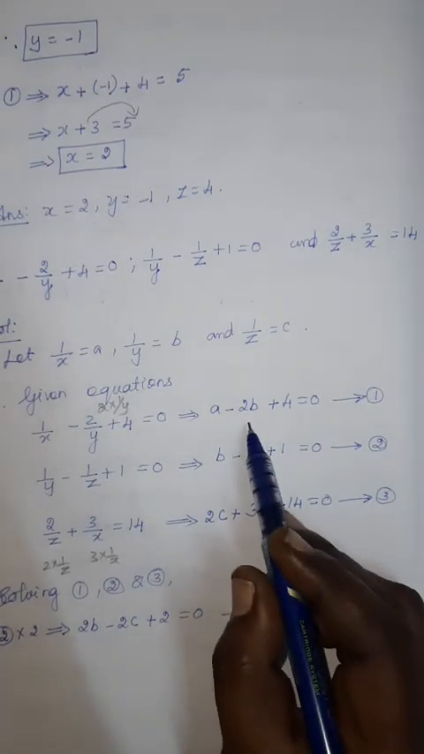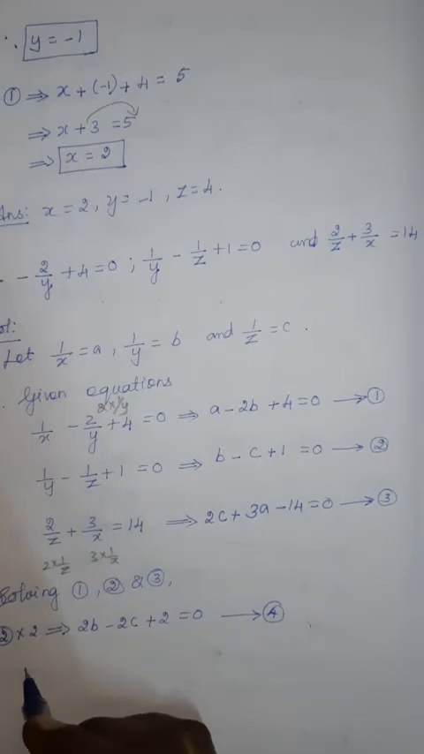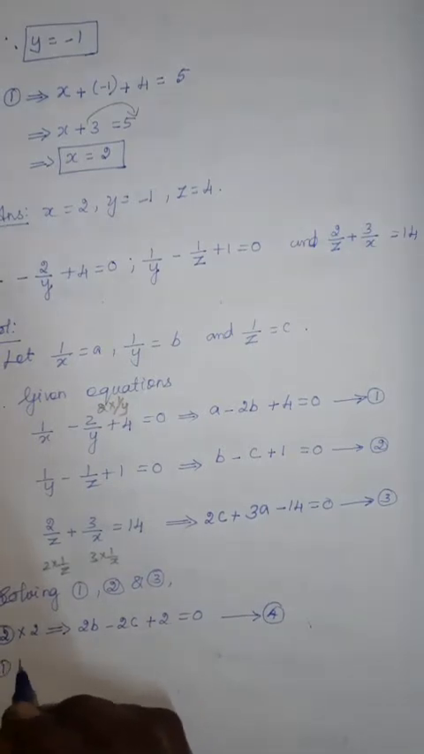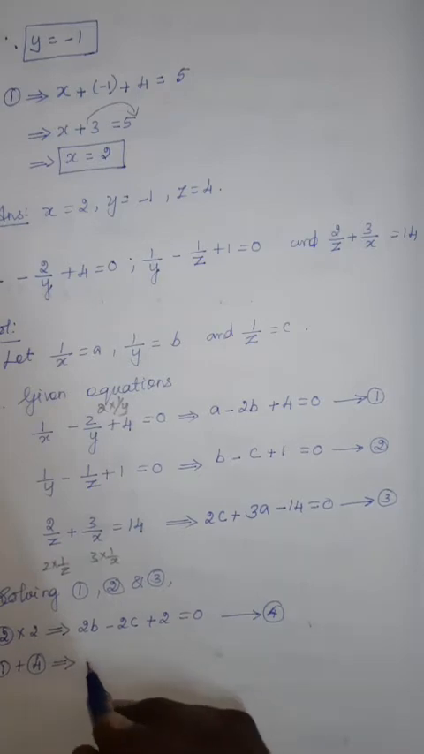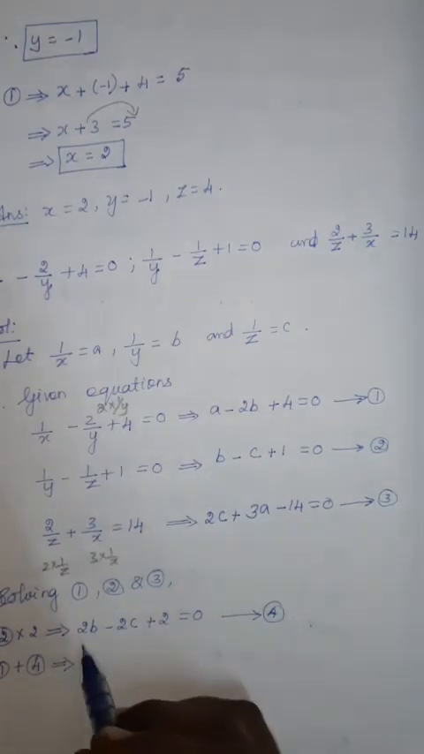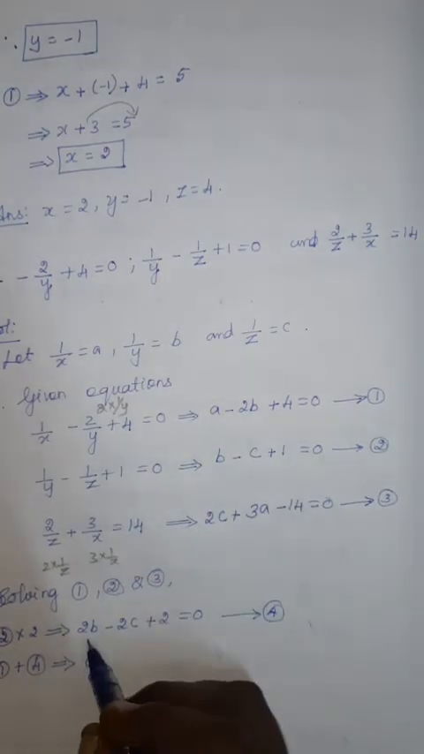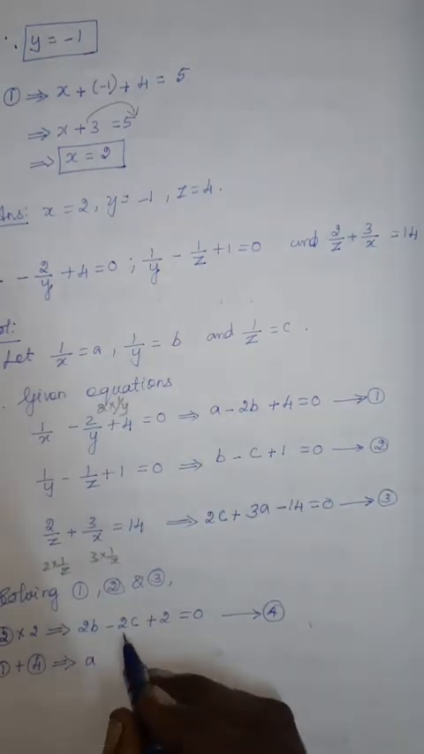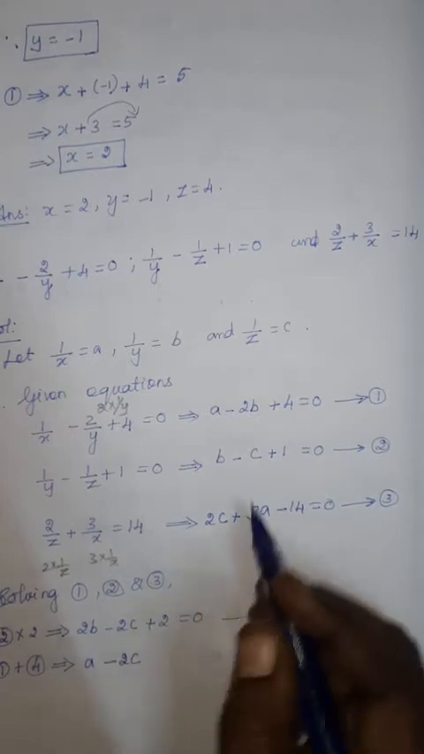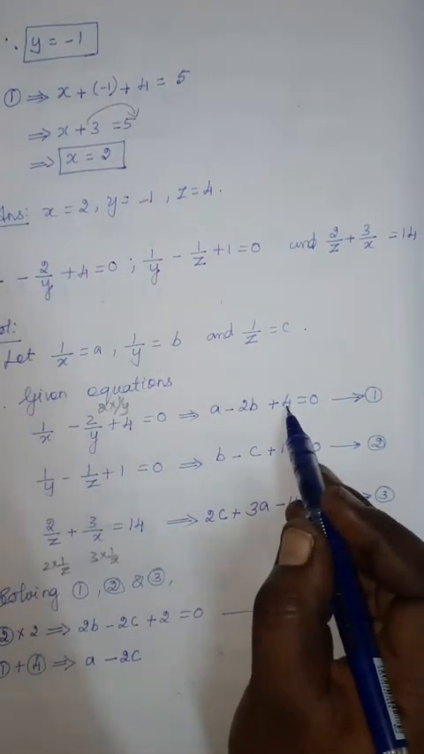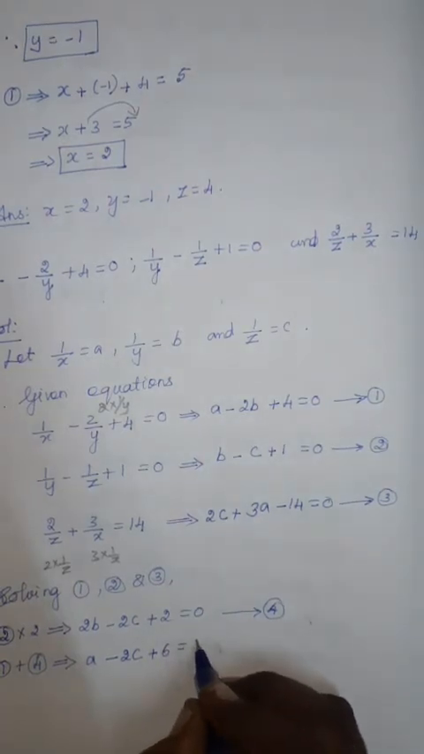Okay, now since this is negative and positive, we can add the equations. Equation 1 plus equation 4. What do you get? A has no term here, so you can write the same a term. Minus 2b plus 2b, it cancels. Then here we have the c term, it is minus 2c. Then we can add the constants, 4 plus 2, it is 6 equal to 0.